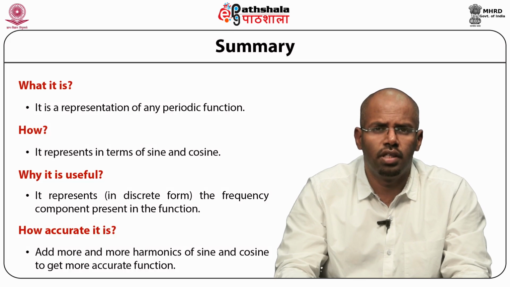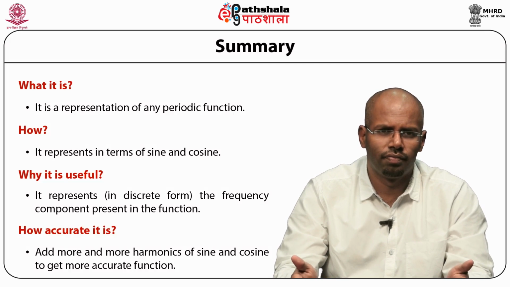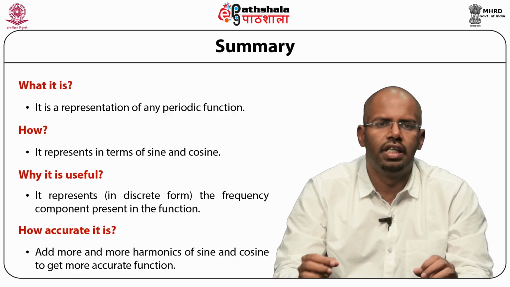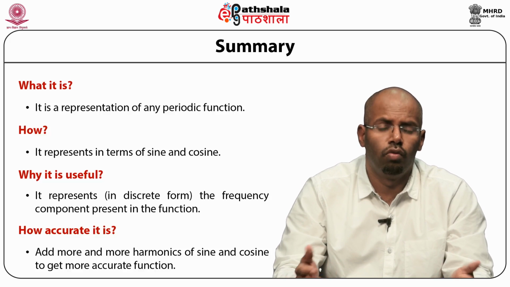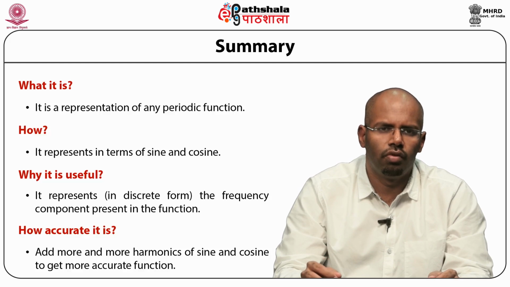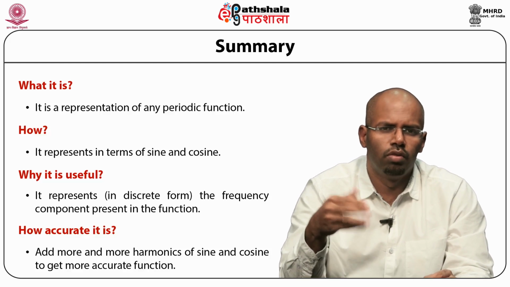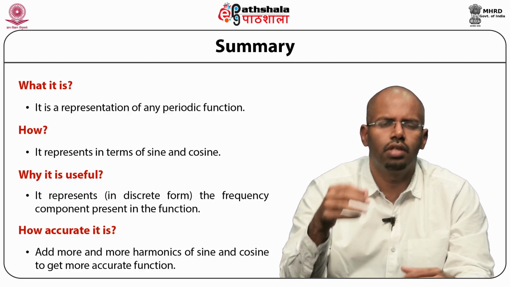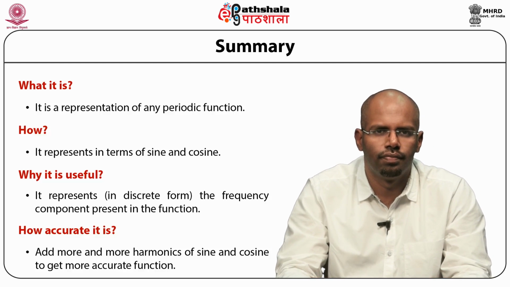So students, let us summarize what we have learned in this module. What is Fourier series? It is a representation of any periodic function. How? It represents it in terms of sine and cosine. Why is it useful? It represents the frequency components present in the function in discrete form. How accurate is it? Add more and more harmonics of sine and cosine to get a more accurate function. So it just depends on how long you want to compute. Thank you.